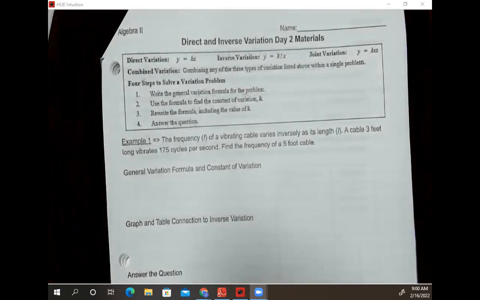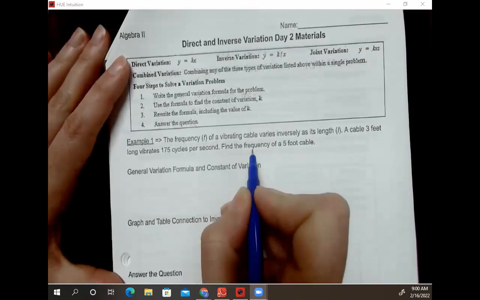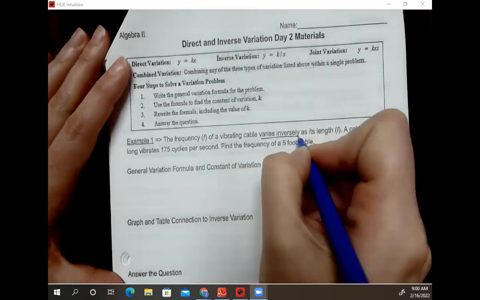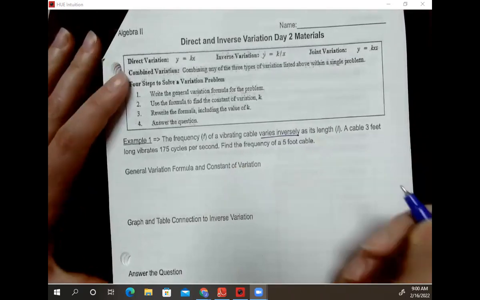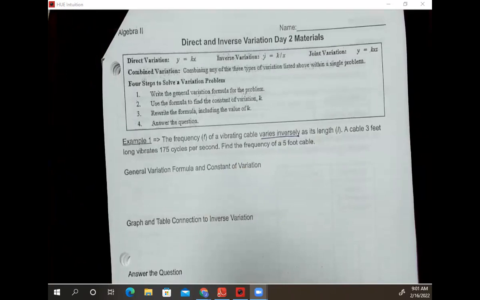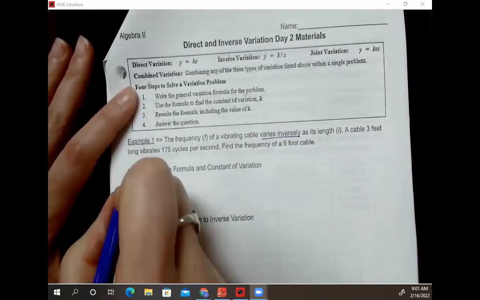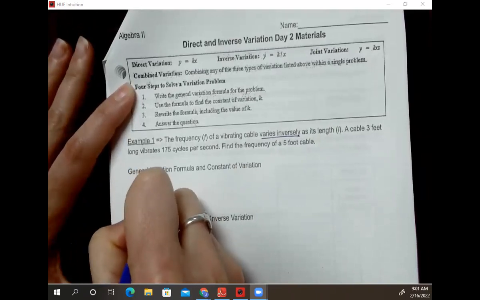Okay, so direct versus inverse variation. Ideas we've talked about. Now we're going to look at being able to use specific information to create a formula and then use that formula. So for our first example, it says the frequency of a vibrating cable varies inversely as its length. That tells me what type of variation I'm looking at. So what I'm going to do here is start by writing something super generic. The frequency varies inversely as its length.